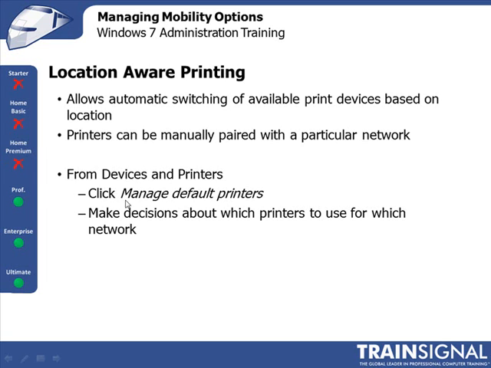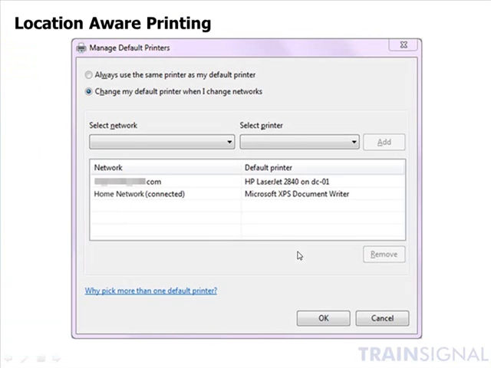So from Devices and Printers, when you have a laptop, you'll get a button that says Manage Default Printers. When you click that button, you're going to get a screen that looks just like this. Well, not just like, because you have different printers. You can decide if you want to have the same printer all the time: always use the same printer as my default printer, or change my default printer when I change networks.